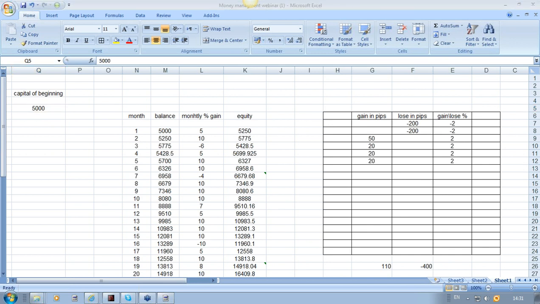Elizabeth asks, how do we calculate the risk when we trade? There is a great free calculator on Google, friends.